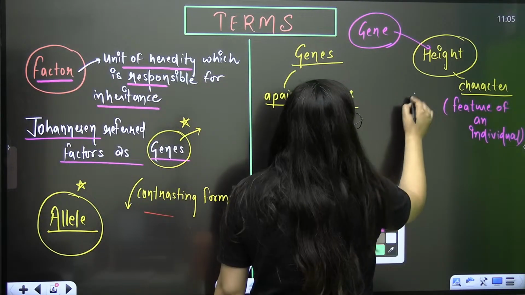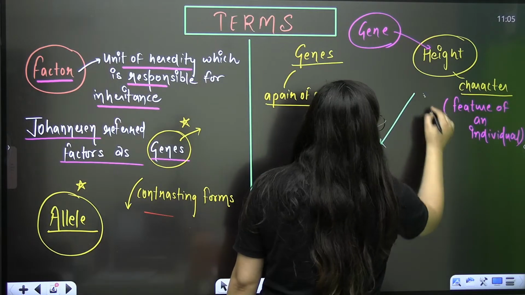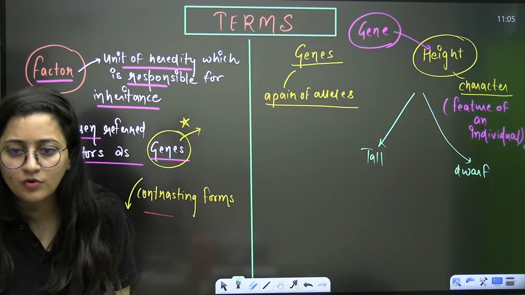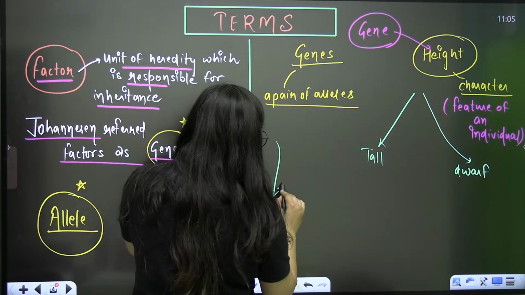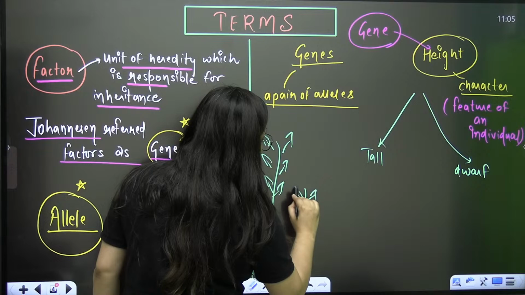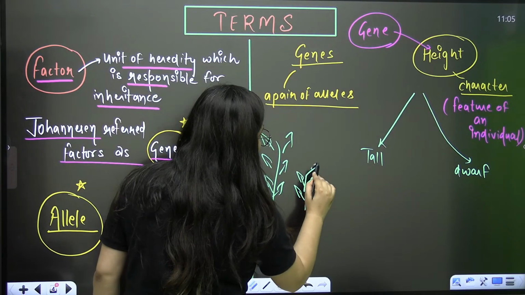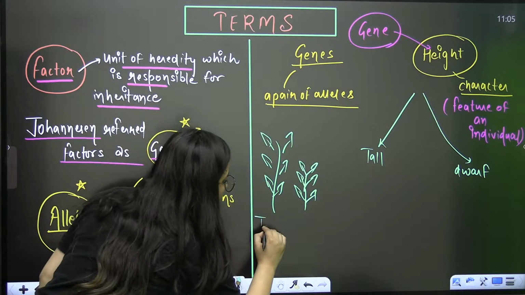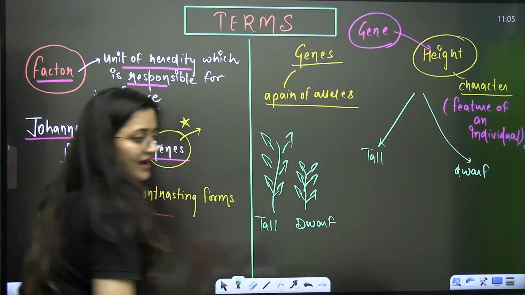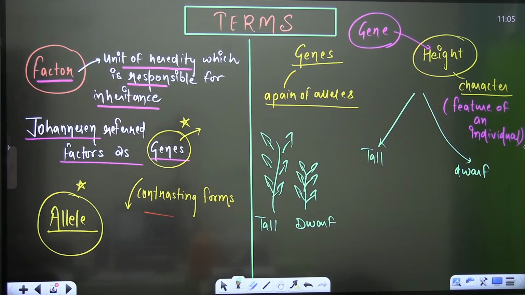Now when you talk about the height, a plant can be tall, a plant can be dwarf, yes or no? When you are talking about the height, let's say you are talking about a particular plant. That plant can be tall and that plant can be dwarf. Dwarf means short in height. Like let's say here you are having a tall plant, here you are having a short plant, or you can say a dwarf plant. So tall and dwarf.